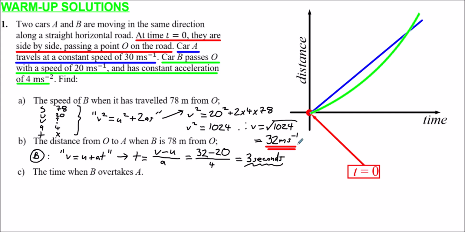So in other words, when B is 78 meters from O, that's 3 seconds after they've been travelling where they were head-to-head. And so therefore, now we know it's 3 seconds of travel, we can then plug in for A, how far it's travelled in just 3 seconds. So therefore, for A, we can use S equals UT plus a half AT squared.